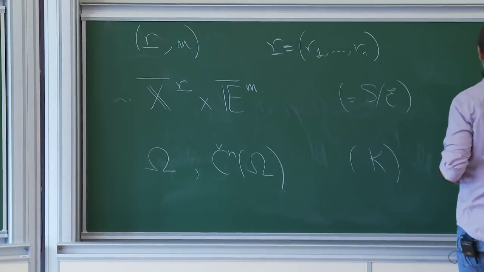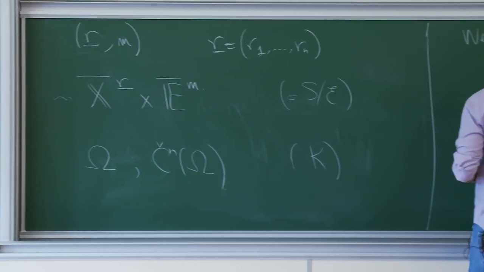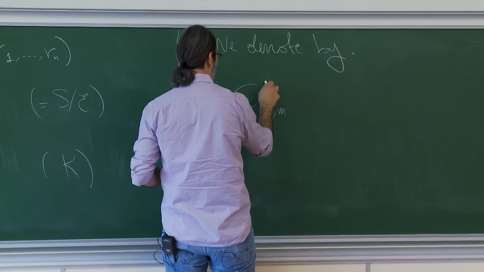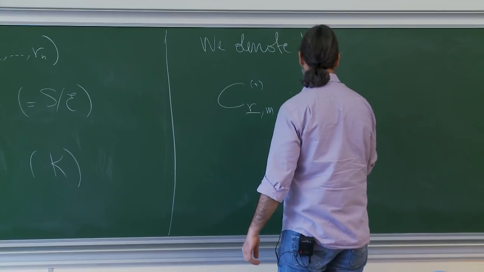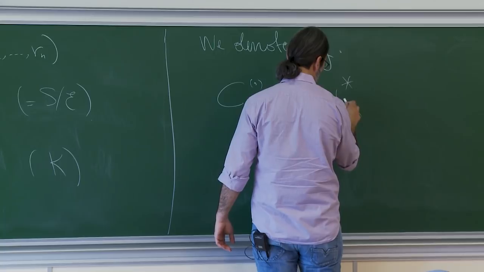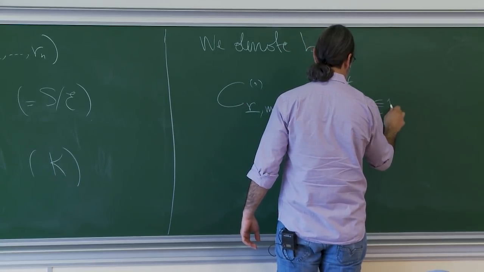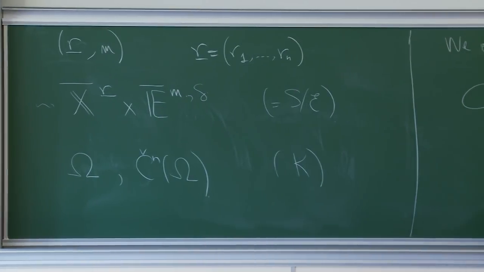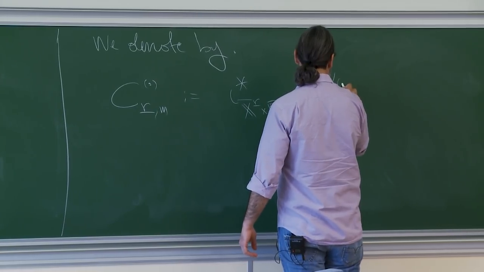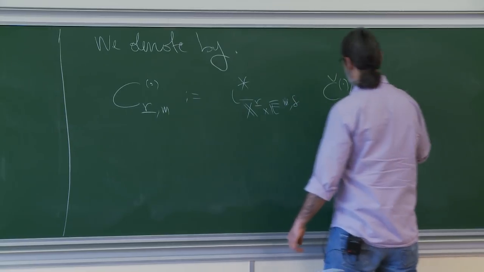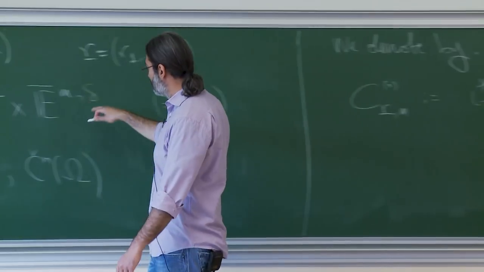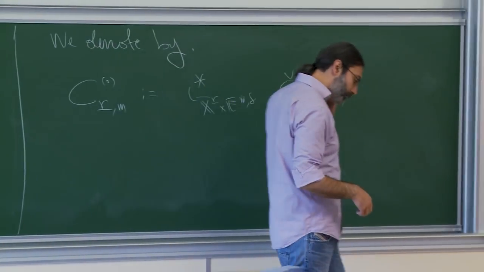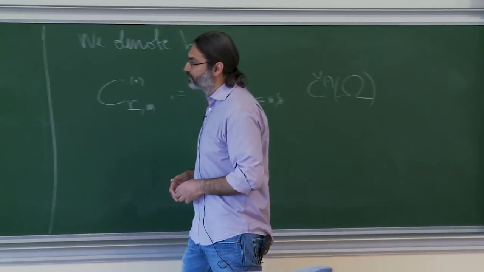Let me introduce some notation. We denote by C_{R,M}, with a dot, in parentheses, by definition iota upper star of X bar R times E bar M delta, discrete, of the de Rham complex. I forgot the delta here. I simply take the de Rham complex, but on the small foliated site, not on the big one, and I extend it by this functor instead of just taking the natural extension of the de Rham complex.